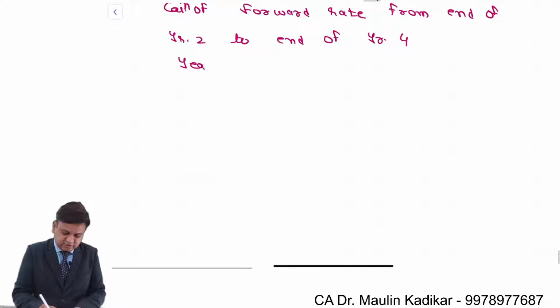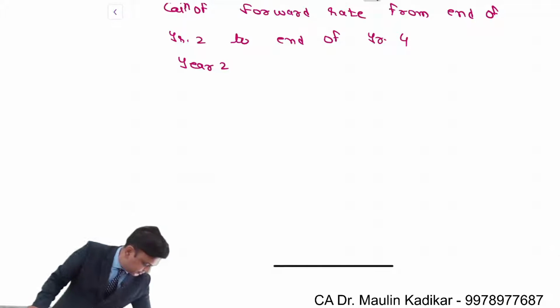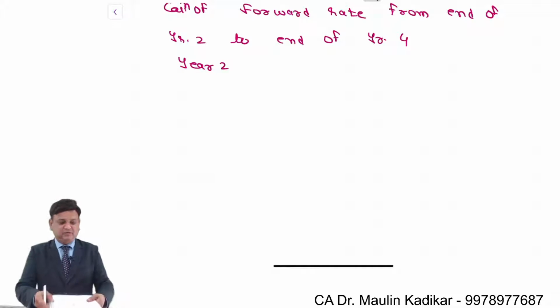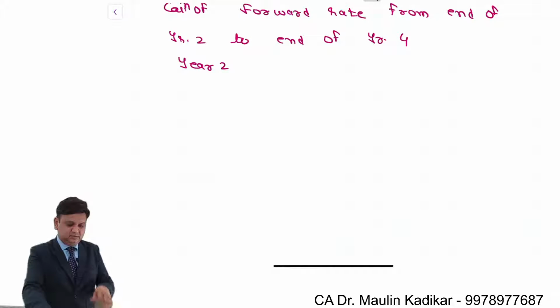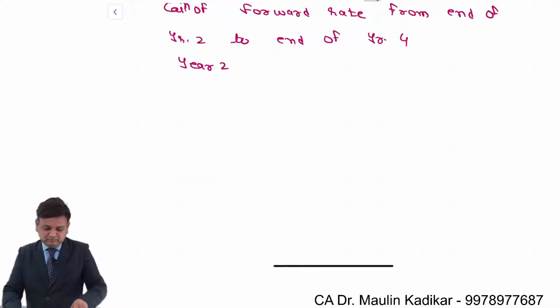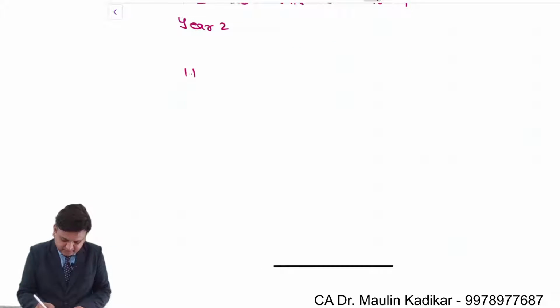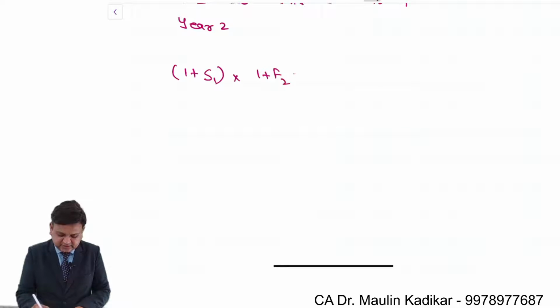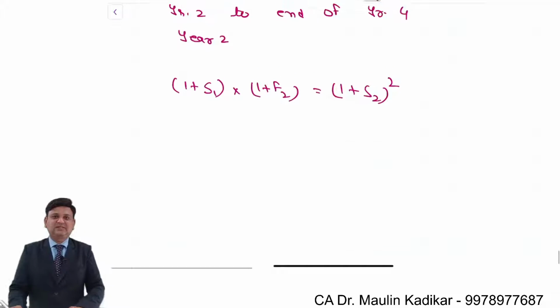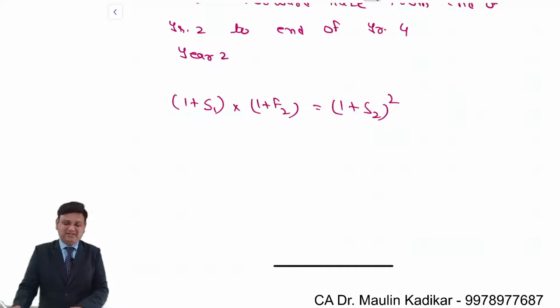So as far as year 2 is concerned, let us see how we will make the calculation of the answer. For the second year, we will work out the answer like this. One plus spot rate for the first year into 1 plus forward rate for the second year is equal to 1 plus spot rate for the second year raised to 2. This is the simple formula that we have.